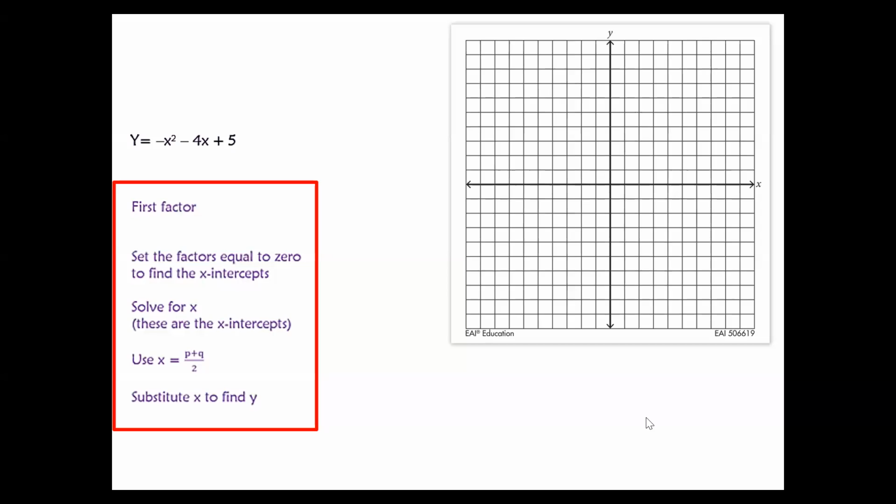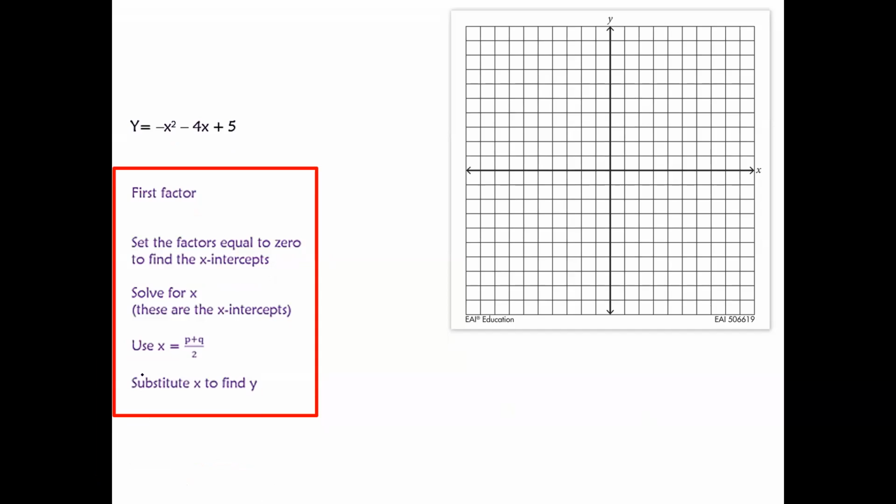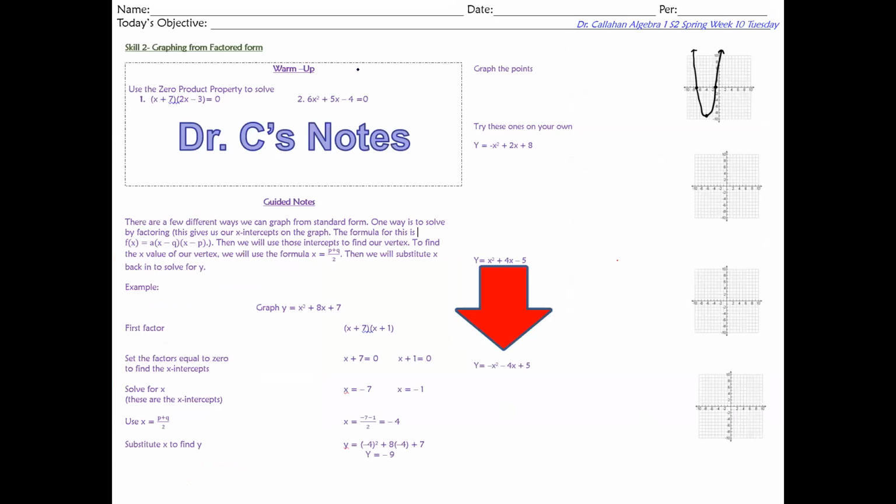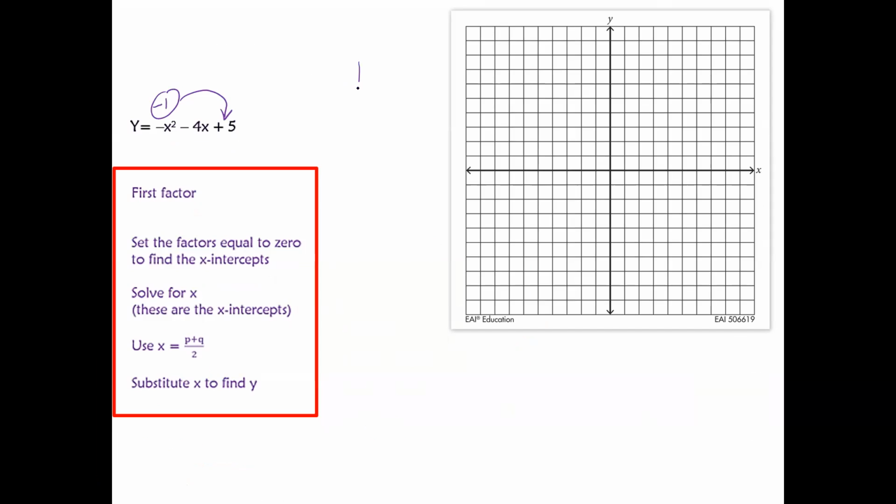Okay, let's give this one a try. So looking at this right here, notice how you have a negative 1 in front. Multiply that with a 5, and you have a negative 5. Your middle number is a negative 4. They're negative, so you're going to be using negative numbers in here. So that we know.